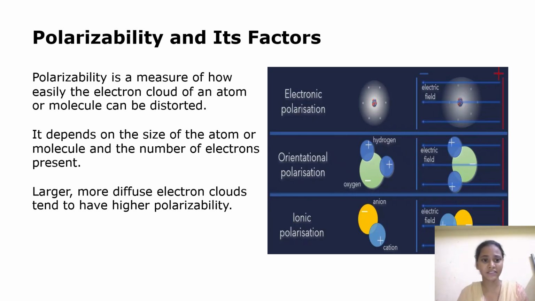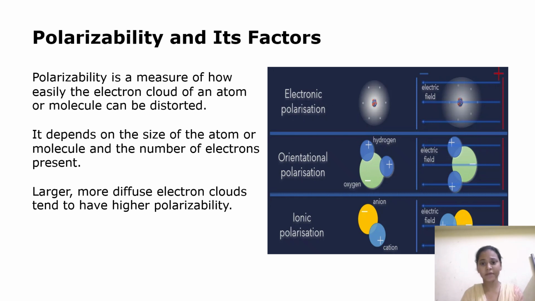Polarizability and its factors. Polarizability is a measure of how easily the electron cloud of an atom or molecule can be distorted. It depends on the size of the atom or molecule and the number of electrons present. Larger, more diffuse electron clouds tend to have higher polarizability.